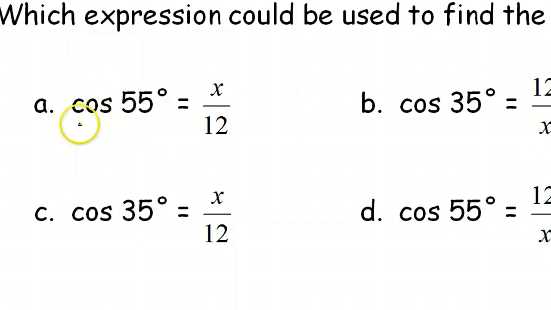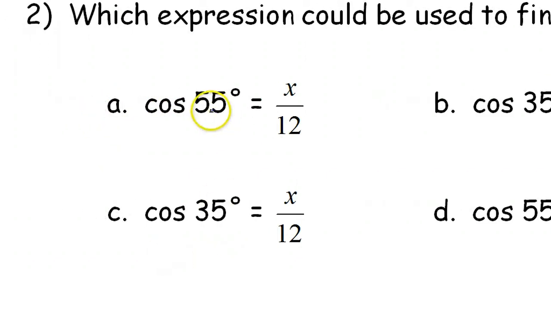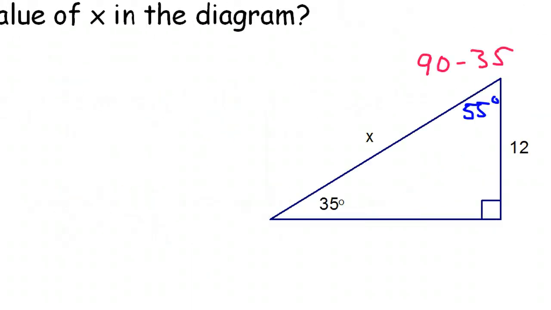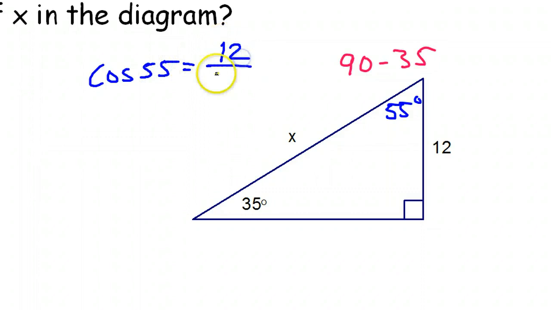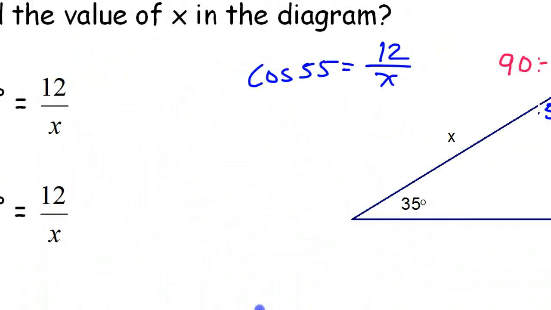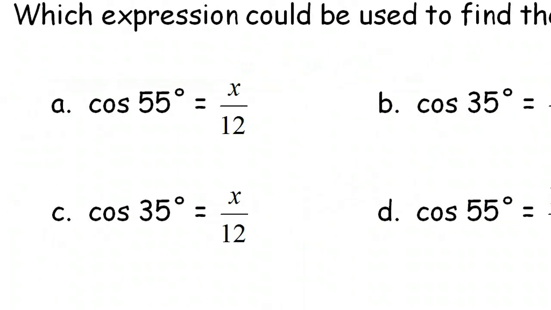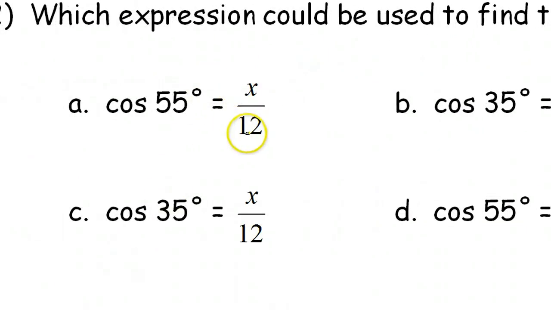So we know that cosine is adjacent over hypotenuse. Okay, so they got 55 here, so let's look at the 55 and think adjacent over hypotenuse. From the 55, 12 is adjacent, and of course x is the hypotenuse. So the cosine of 55 should equal adjacent over hypotenuse. We could solve this and find x. Okay, so 12 over x, but they have x over 12. So that's not it.